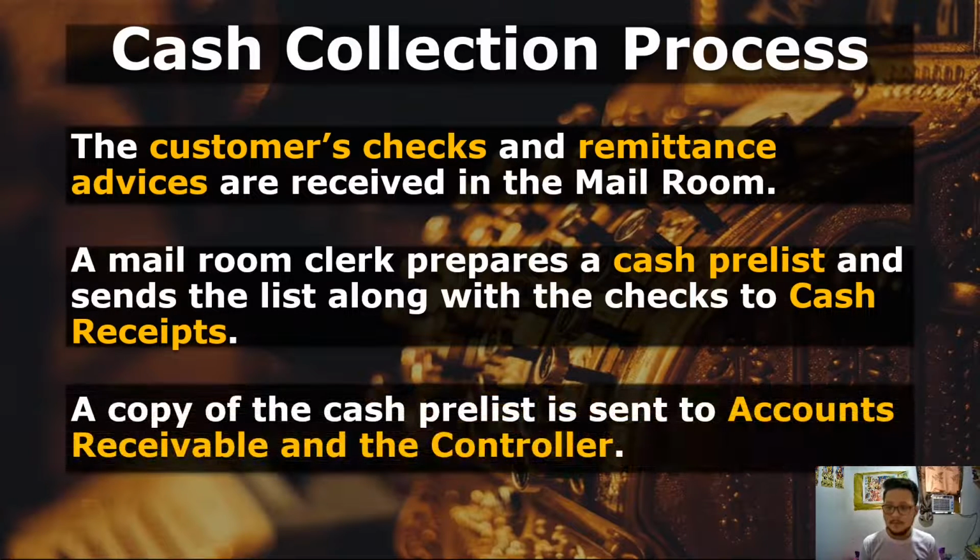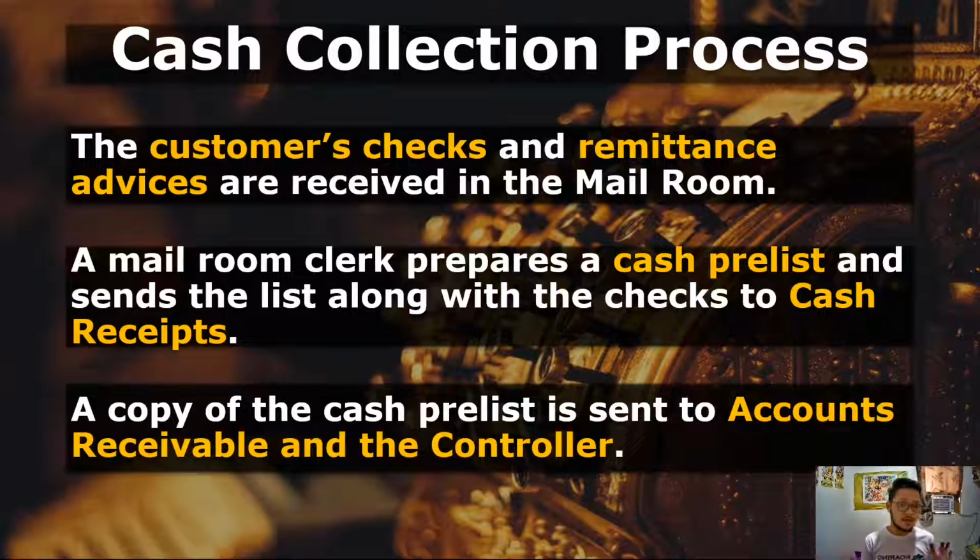After that, a copy of the cash pre-list is sent to accounts receivable and the controller. So 3 copies of cash pre-list. One for cash receipts department, one for accounts receivable, and one for the controller. So we already know why we have to give a copy of the cash pre-list to the cash receipts. It is to provide a proof that this is the payment given by the customers. And then together with the checks, the cash receipts department will double check if the checks delivered is actually complete based on the list.